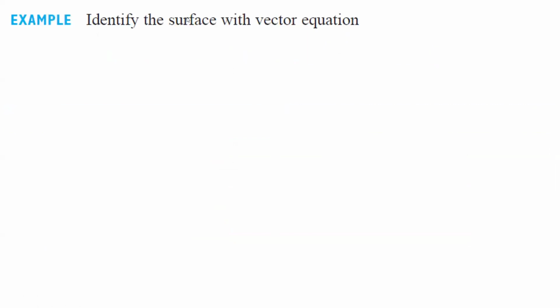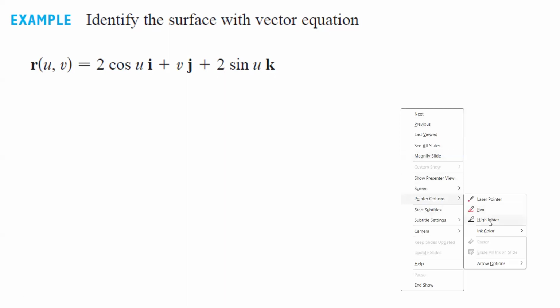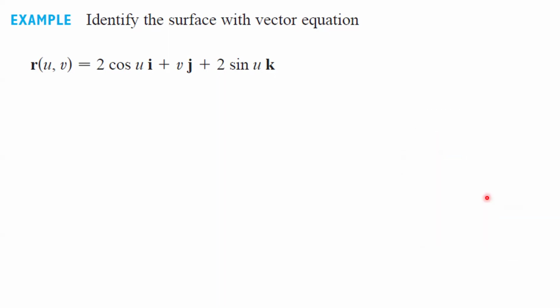In this example, we want to identify the surface with the vector equation given to us as r of u and v, which are two parameters here, and it's defined as 2 cosine u in the direction of the x-axis plus v in the direction of the y-axis plus 2 sine u in the direction of the z-axis. So what is the parametrization that comes to mind? What does this object look like?